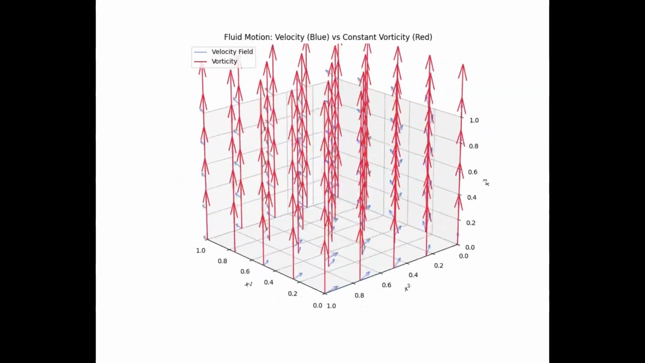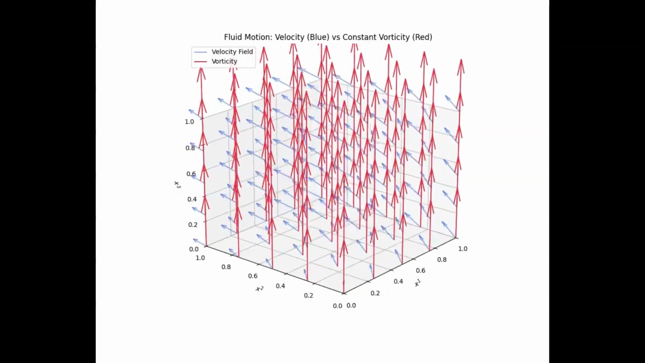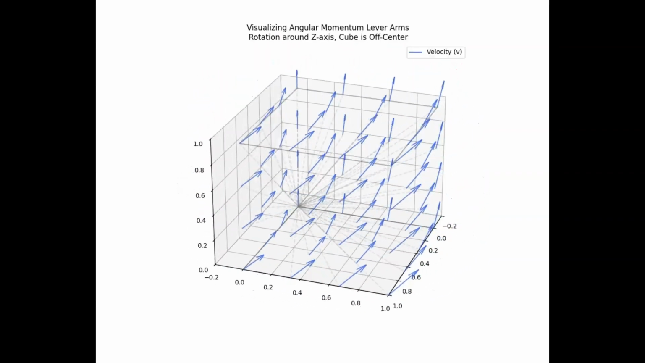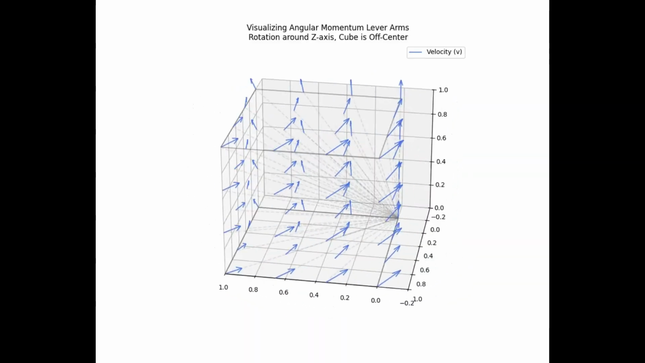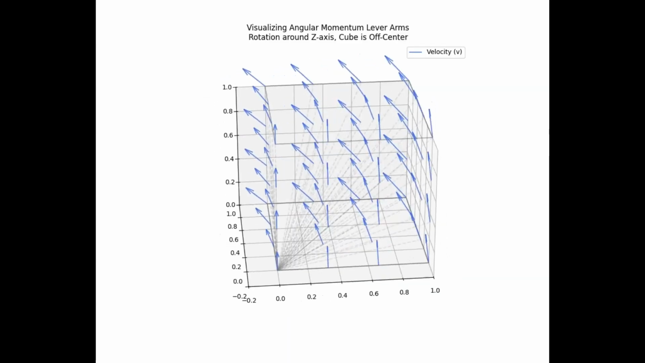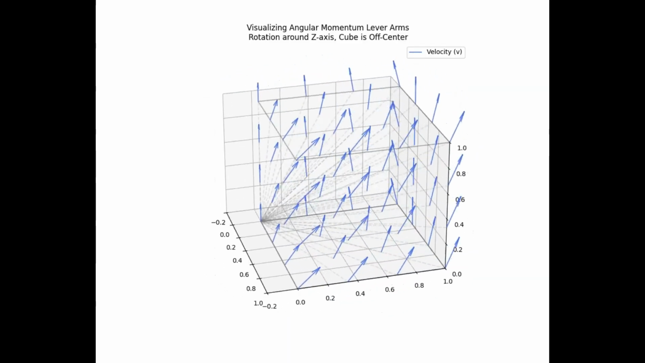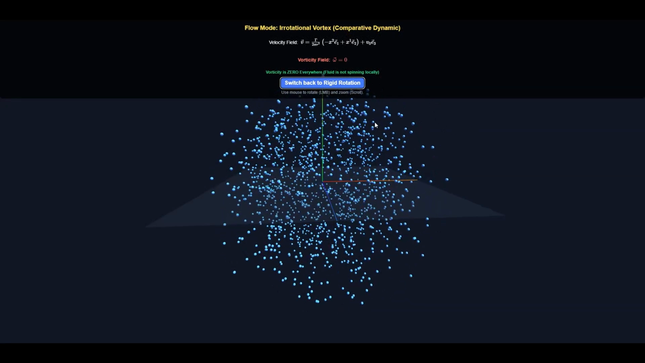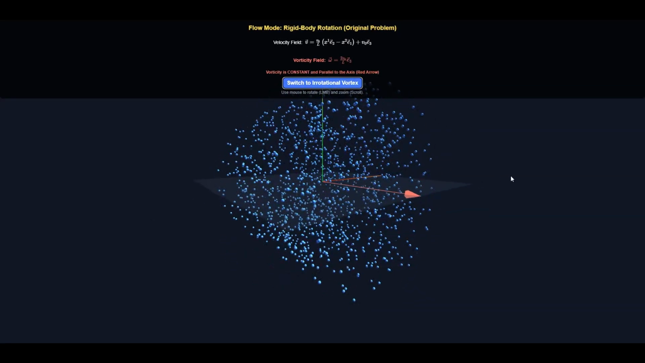Irrotational vortex. In contrast, some whirlpools, like water going down a drain, are irrotational. While the particles still orbit a center, the individual fluid parcels do not spin around their own axes. In that case, the particles closer to the center move much faster than those further out, creating a shear effect that is absent in our rigid body helical flow.